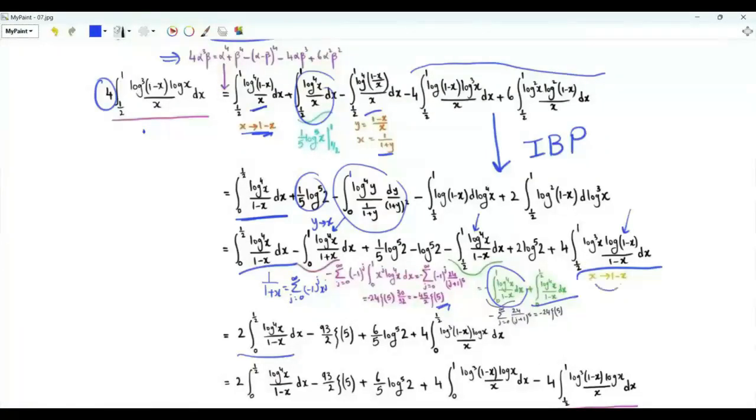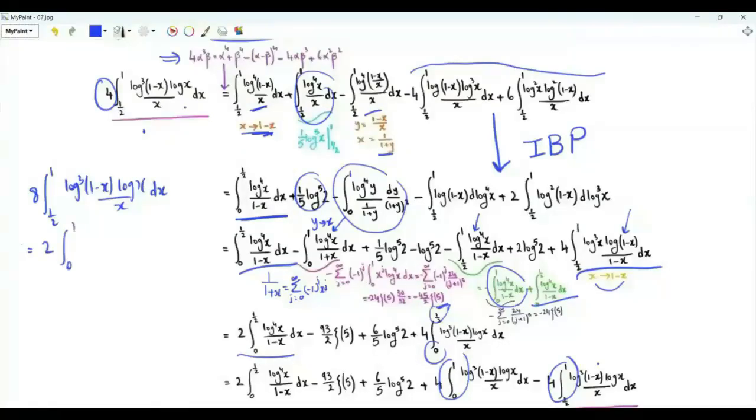Back to this integral. When x is replaced by 1 minus x, we get an integral from 0 to 1/2. Rewrite as an integral from 0 to 1 minus an integral from 1/2 to 1. This integral is exactly the one on the left-hand side. So we have 8 integral from 1/2 to 1 of the cube of log 1 minus x log x over x is equal to 2 integral from 0 to 1/2 log x to the power 4 over 1 minus x.